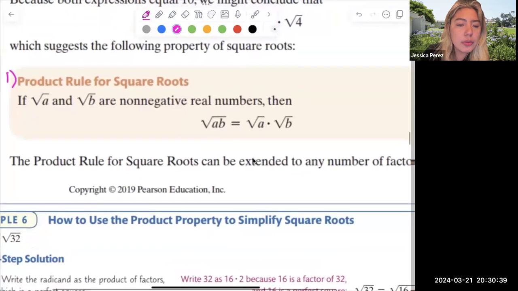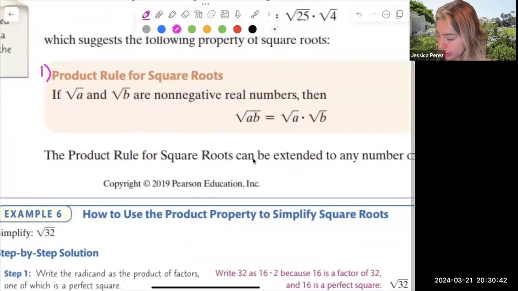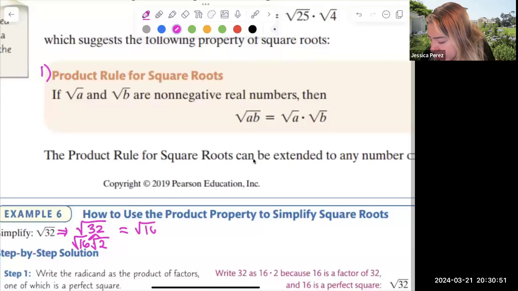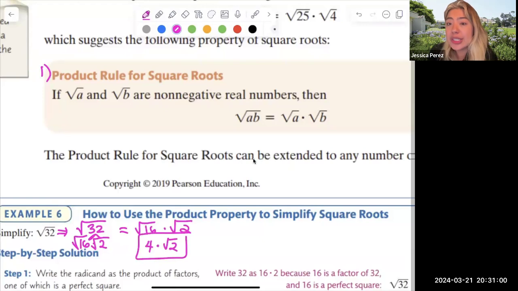So I'm going to do 32. 32 breaks down into 16 and 2. So that's the square root of 16 times the square root of 2. The square root of 16 is 4, times the square root of 2. And that's it. That's how you simplify. 4 root 2, because 2 can no longer be broken down. Any questions on that?